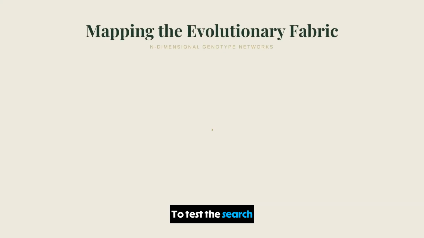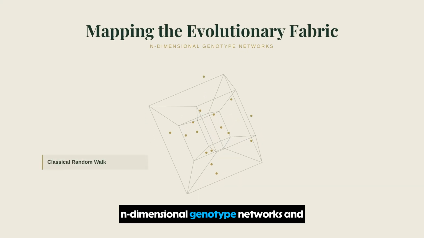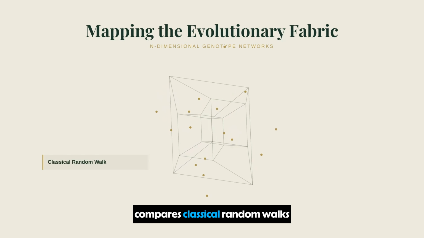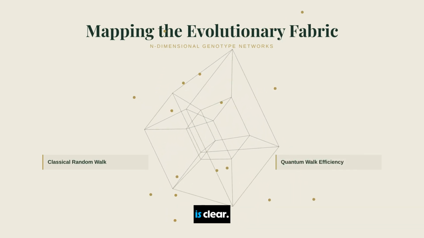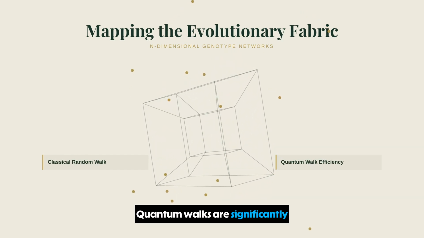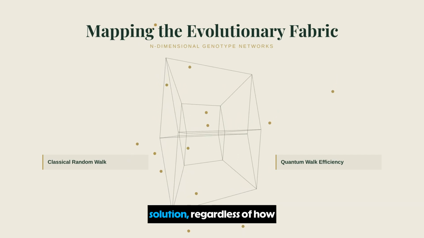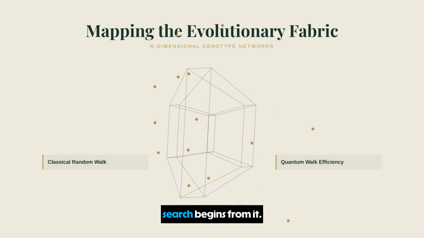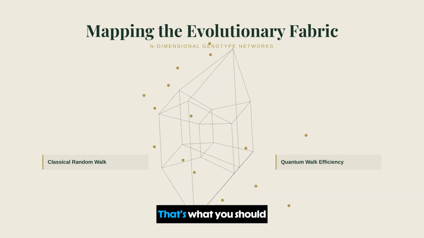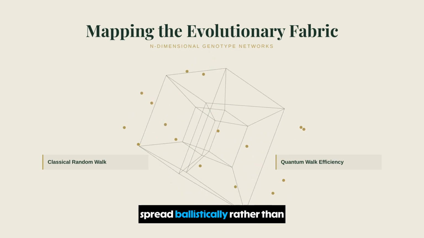To test the search question, this research uses n-dimensional genotype networks and compares classical random walks with quantum walks, and here the result is clear. Quantum walks are significantly faster and more efficient at finding the adaptive solution, regardless of how many mutational steps the search begins from it. That's what you should expect, because quantum walks spread ballistically rather than diffusively.